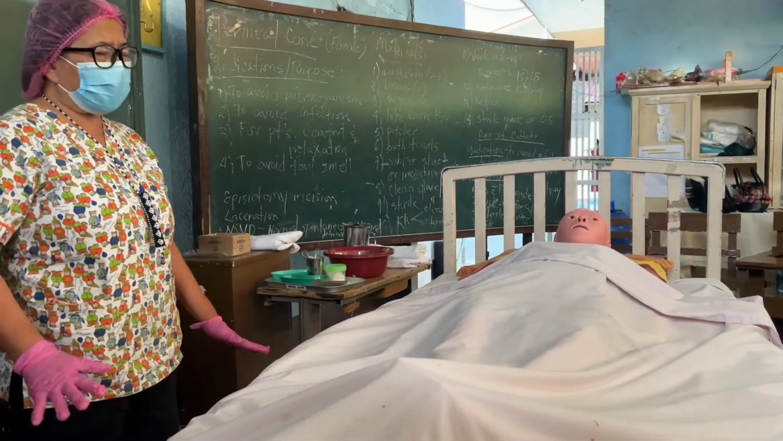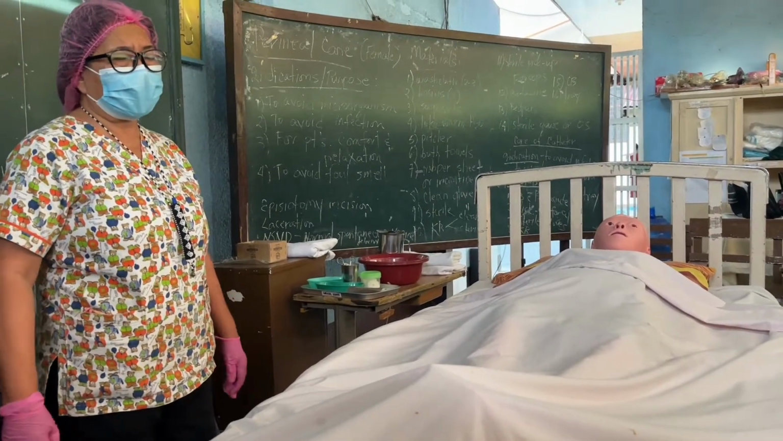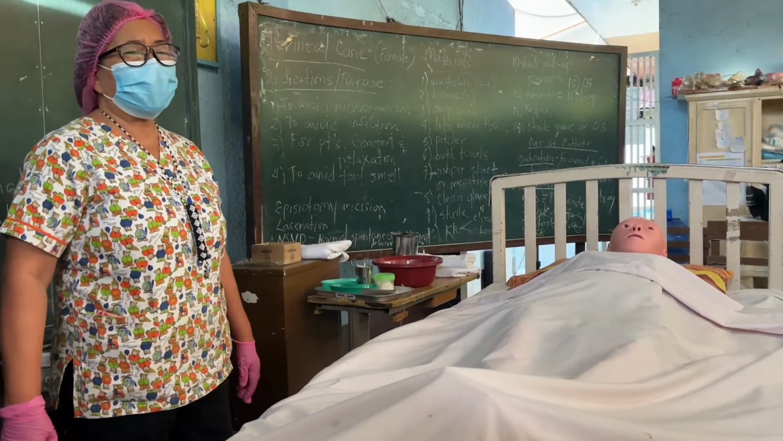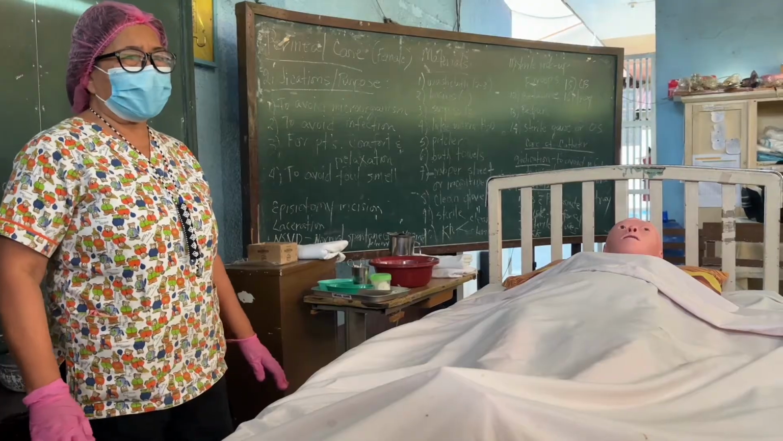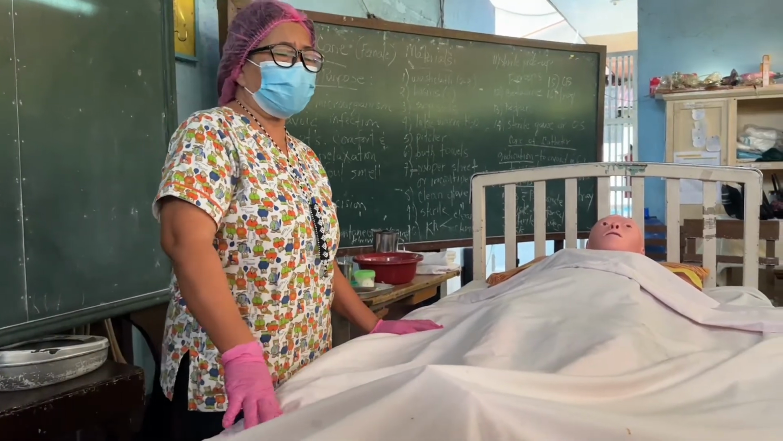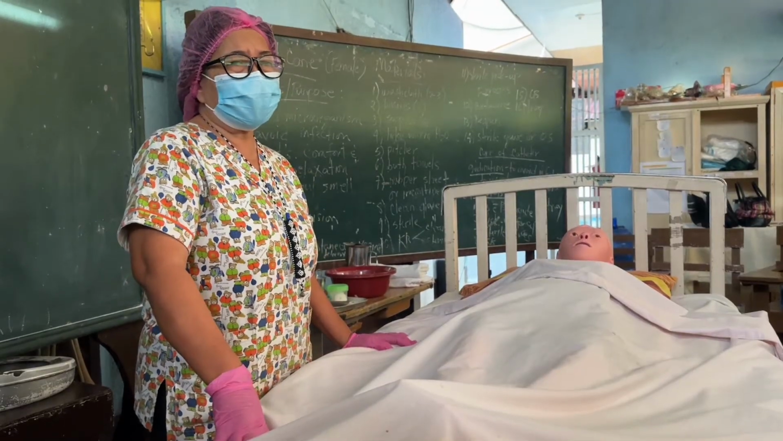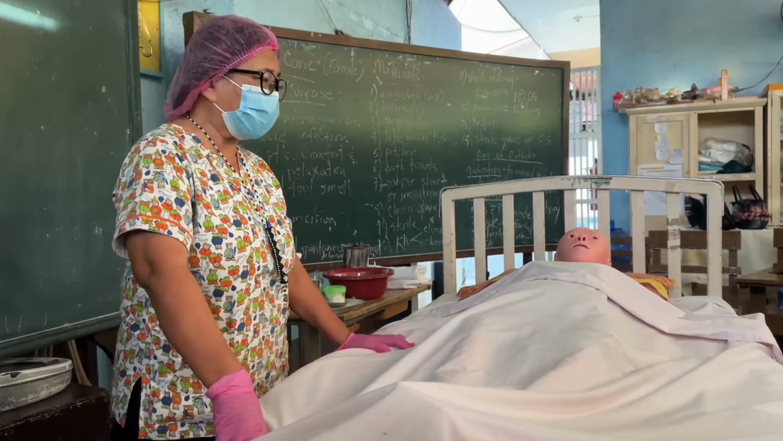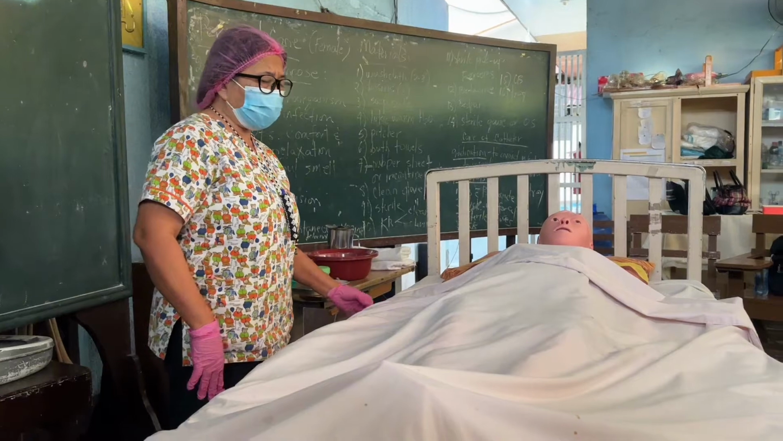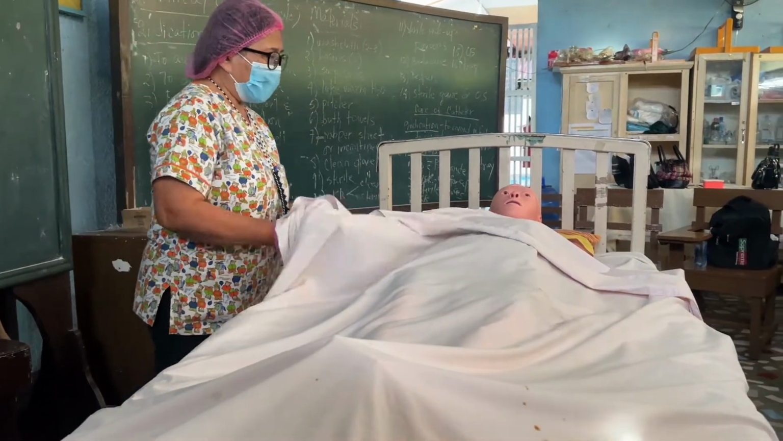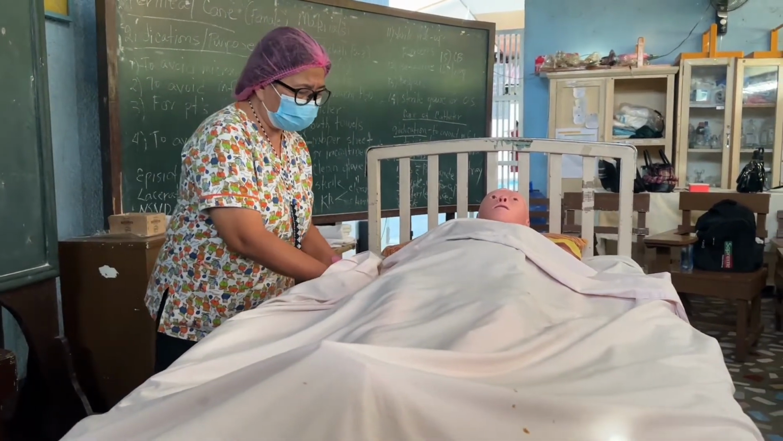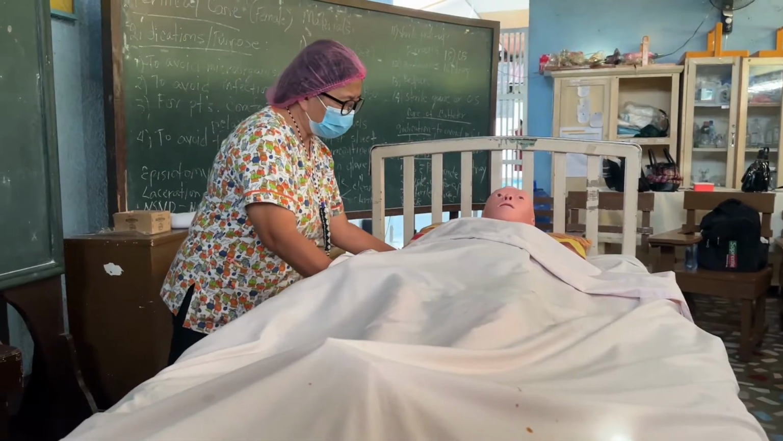The best position of the patient when we do the perineal care is the dorsal recumbent position, and then we're going to cover the patient with what we call the diagonal drape. Diagonal drape, D-R-A-P-E. I'm going to move the patient first near to me to avoid overreaching, based on the principles of mechanics.